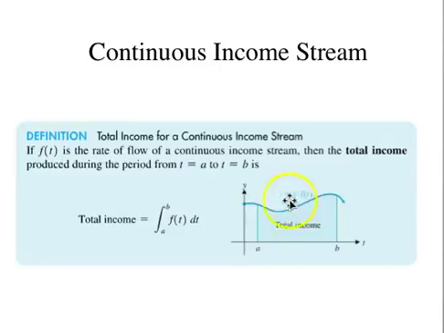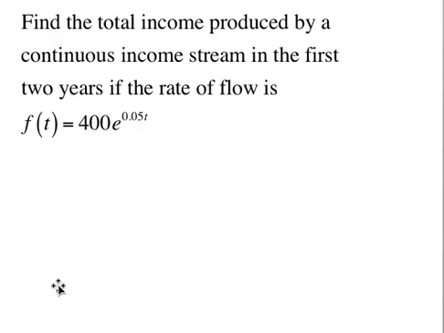And the total income is simply the integral from the starting time to the ending time. f of t is our rate of flow, total income is the integral from a to b of f of t dt. Let's look at an example. Our rate of flow is 400 e to the 0.05t. We are interested in the total income in the first 2 years.